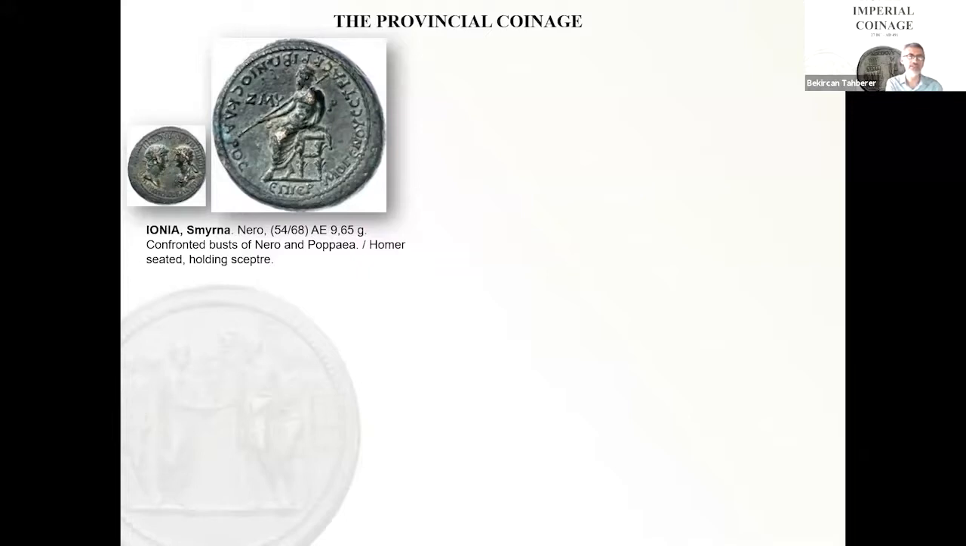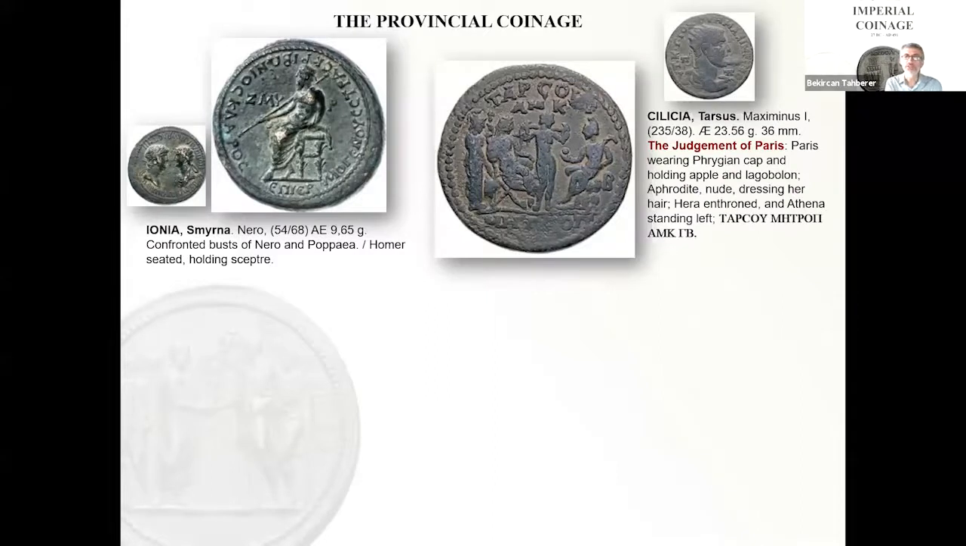Here is a coin of Smyrna for Nero and Poppaea, and on the reverse is their famous citizen Homer. And here is a coin from Tarsus in Cilicia for Maximinus. The Judgment of Paris, a very well-known mythological story, is wonderfully depicted on the reverse of this coin.